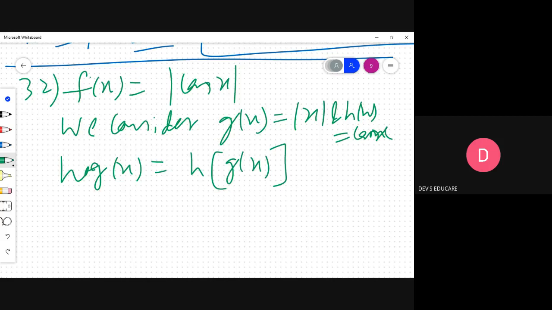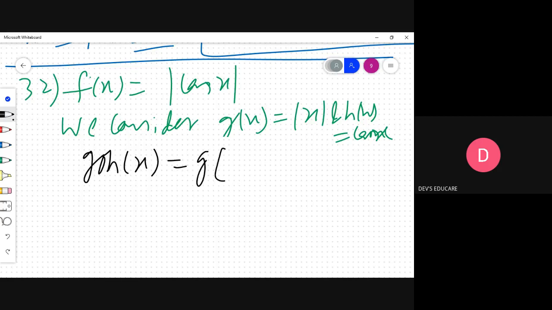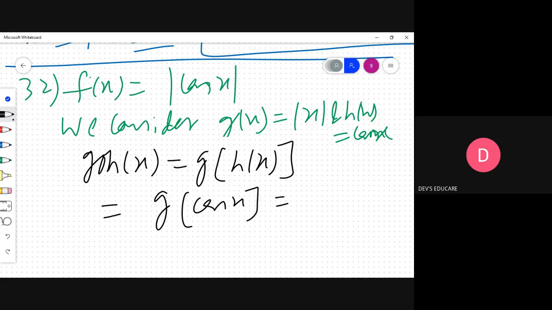So g of h(x): h(x) is cos x, and g(x) is mod x, so g of h(x) is mod of cos x. That is what f(x) is.